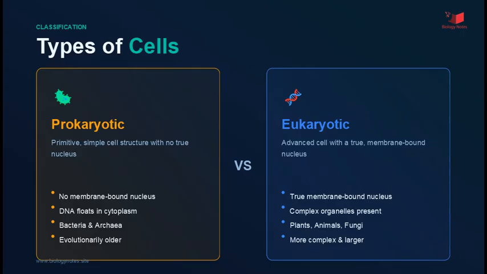Cells are classified into two main types, prokaryotic and eukaryotic. Prokaryotic cells are simple and do not have a true nucleus. Their DNA floats freely in the cytoplasm. Bacteria and archaea are examples of prokaryotic cells. Eukaryotic cells are more complex and have a true nucleus and membrane-bound organelles. Plants, animals, and fungi have eukaryotic cells.